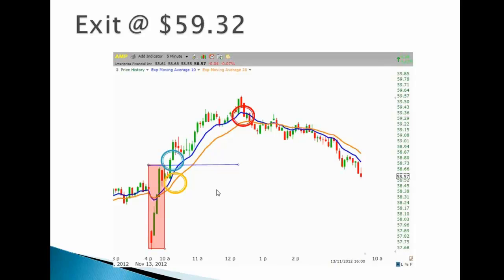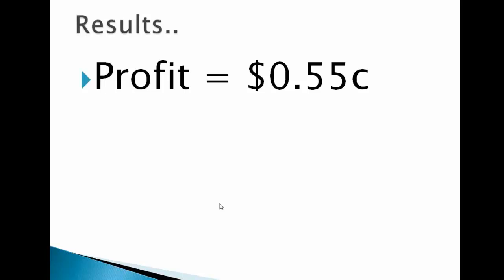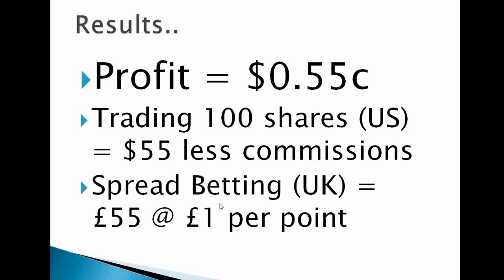And that's my exit over there. Exit at 59.32. The result of that trade was a profit of 55 cents. Trading 100 shares in the US would be a profit of $55 less commissions. If you were spread betting in the UK and you're trading £1 per point, your profit would have been £55.